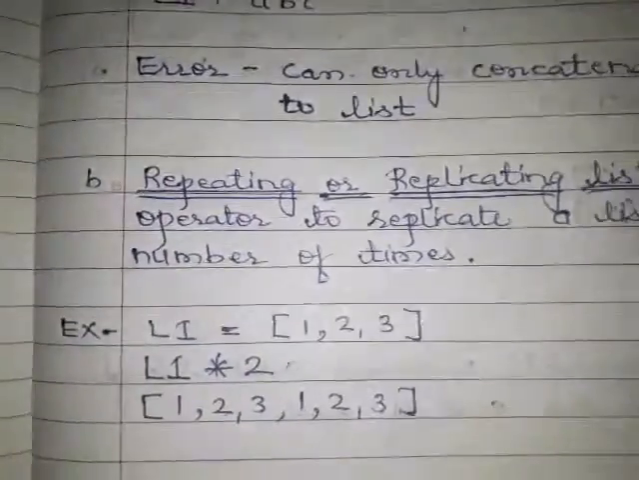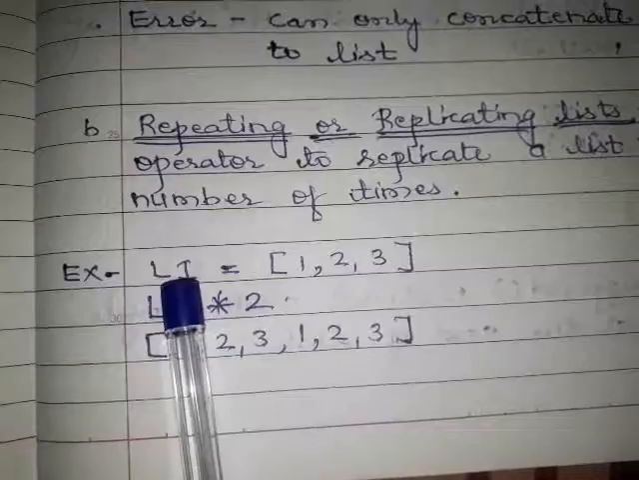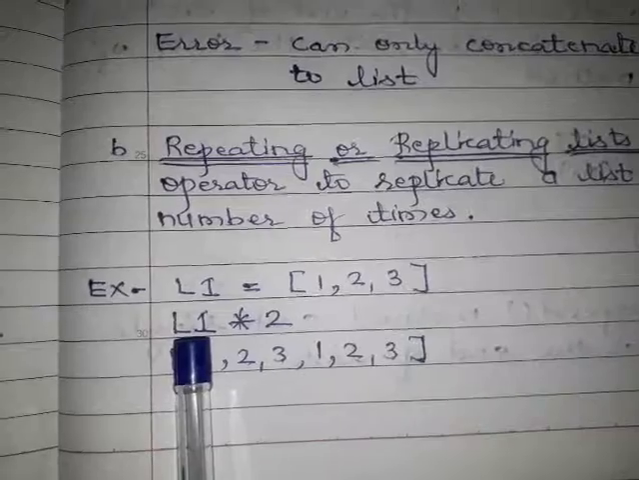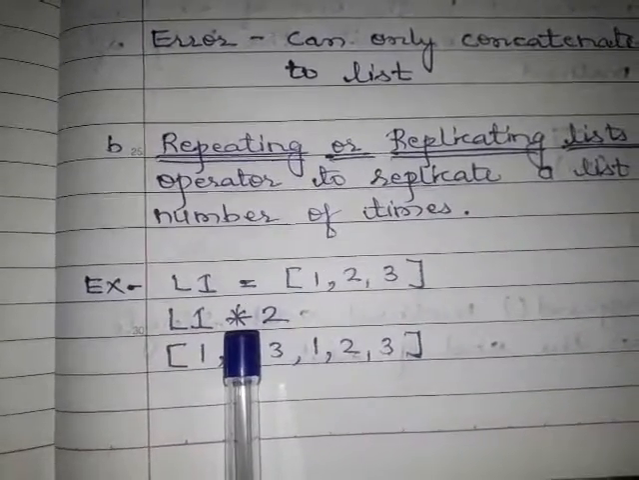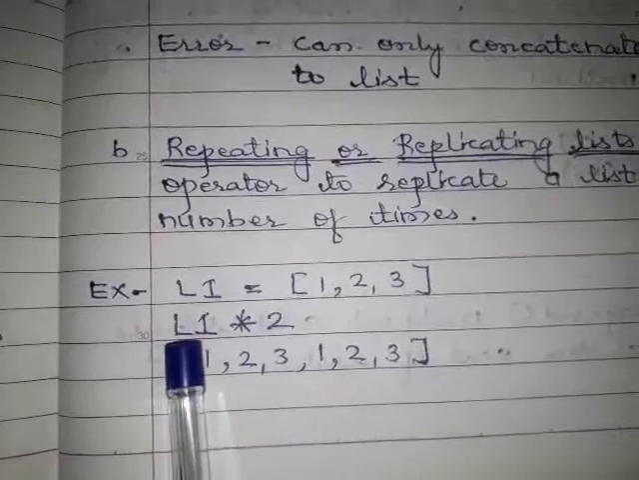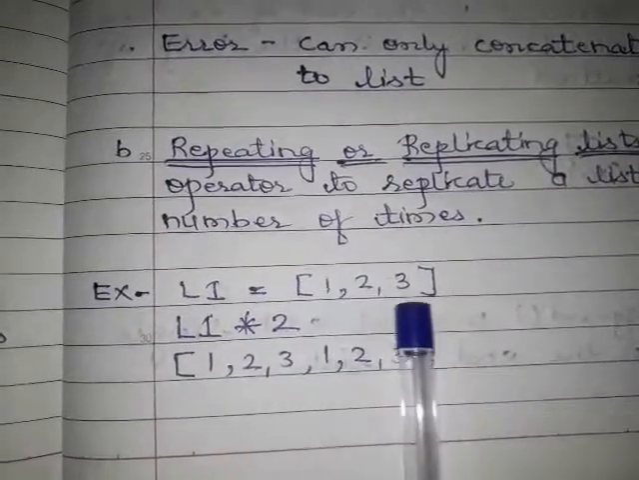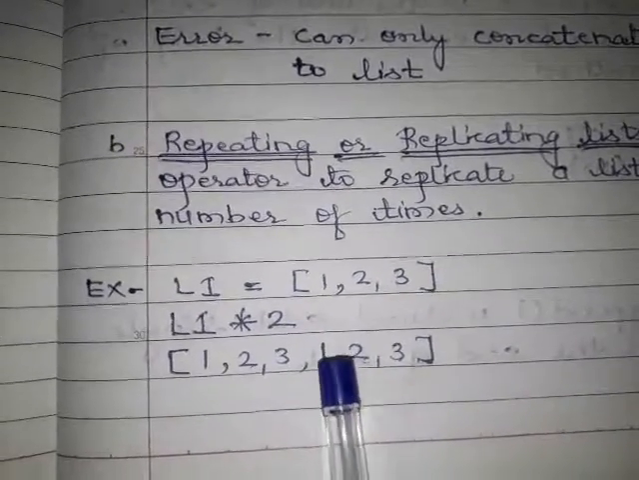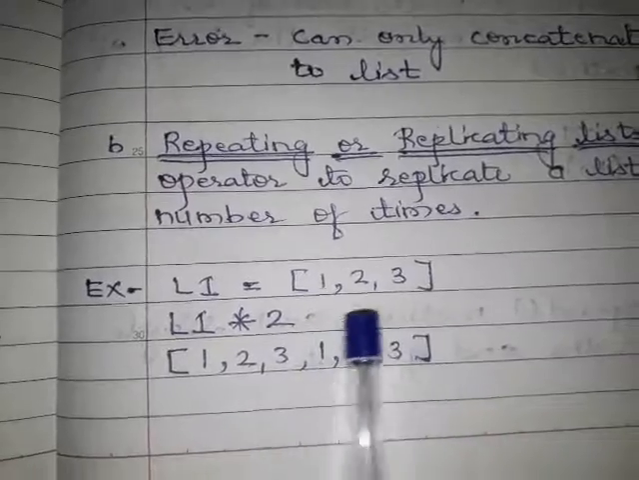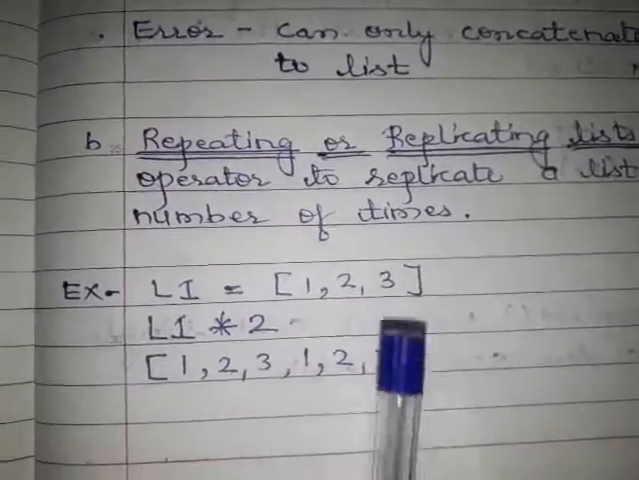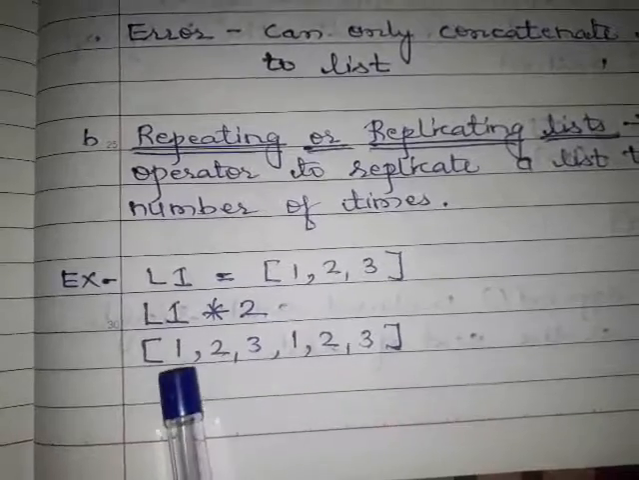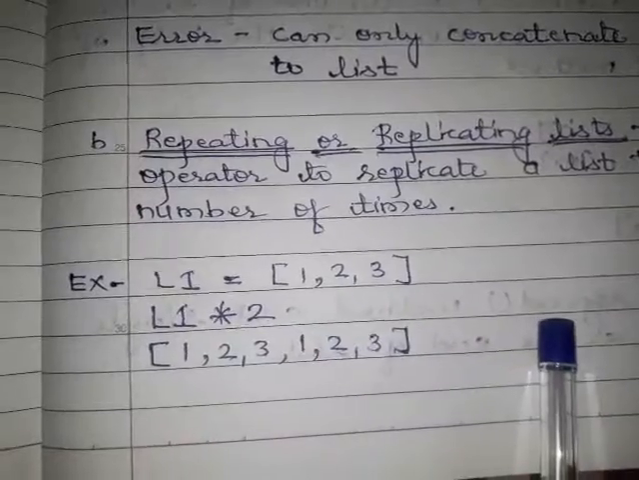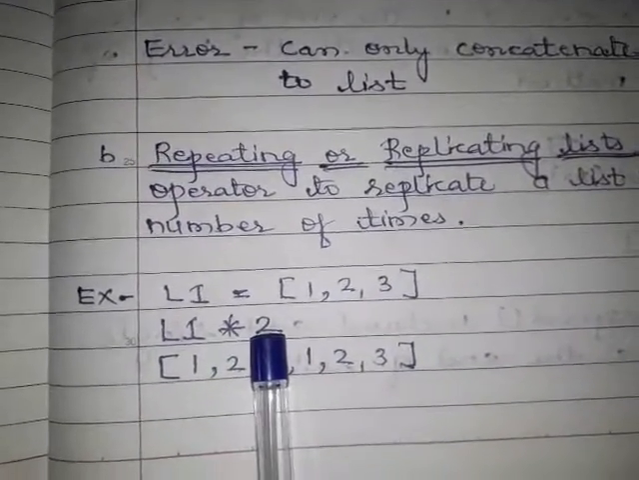You can understand it with the help of an example. Suppose our list is L1 equals 1, 2, 3, and now I use the replication operator. This is the multiplication sign or asterisk. L1 multiply 2 means this list will be repeated twice. Look at here, 1 2 3, again 1 2 3. So this is a single list in which we replicated the list. If you write L1 multiply 3, these three elements will be repeated 3 times, 1 2 3 1 2 3 1 2 3. So this is the function of the replication operator.